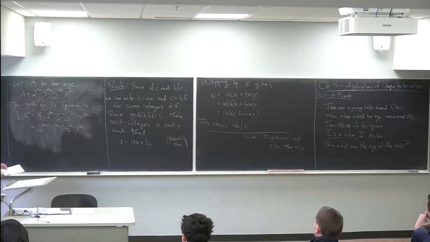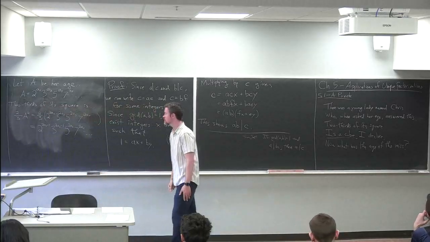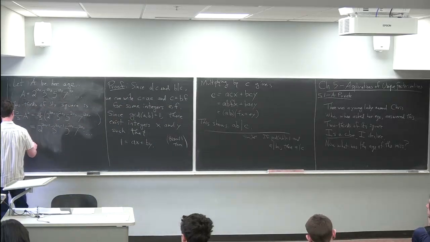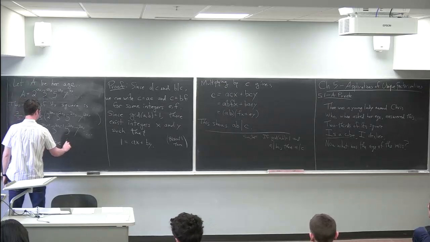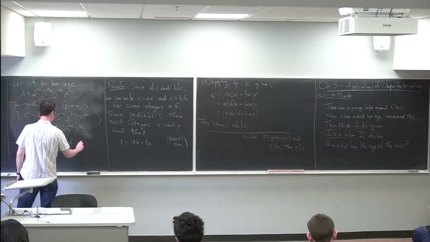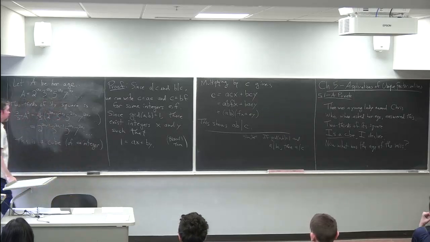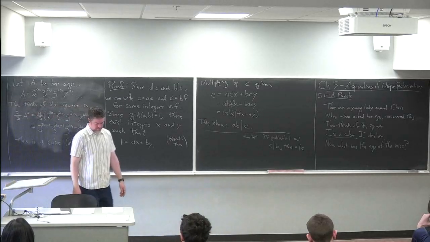Now, this needs to be a cube, right? That is what the riddle says. So this is a cube, and again, that means a cube of an integer. That's what we mean in the language here. So what does that imply?